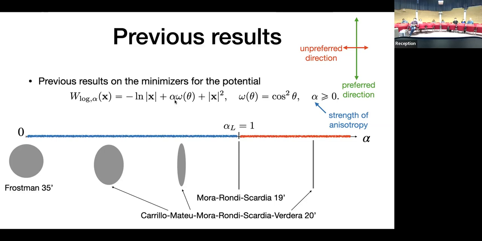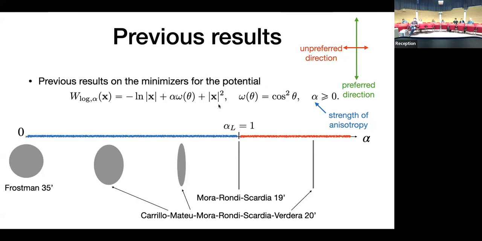Here, what people have studied is just one particular profile for the anisotropic part, which is cosine squared of theta. You can see that for theta equals 0, which is the horizontal direction here, the little omega is equal to 1, which is the largest value. So this horizontal direction is not preferred. On the other hand, if you look at the vertical direction, theta equals pi over 2, then the omega of theta is minimized, which gives the value of 0. So the vertical direction is preferred for this anisotropic interaction potential.